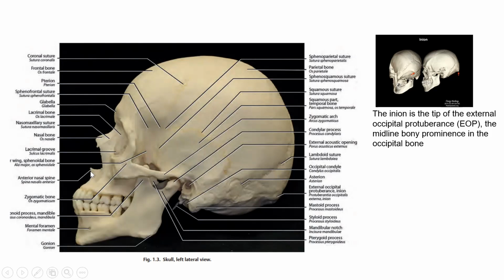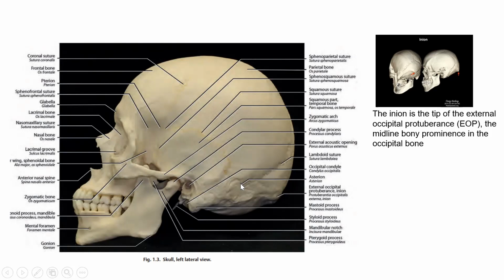This is the anterior nasal spine, and you can see over here the zygomatic bone. This is the mental foramen that we have already shown. And this is the zygomatic arch that you can see over here. This is the external auditory meatus that we have talked about. And this is the mastoid process that you can see over here.